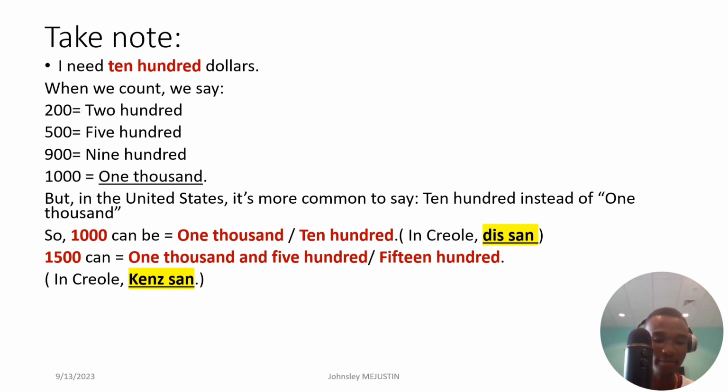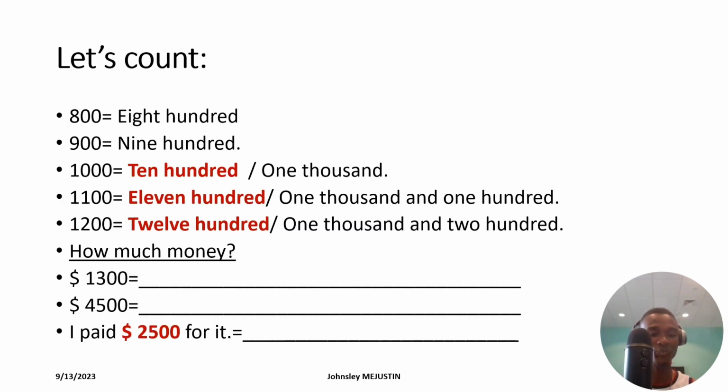So here we have 1,000 can be one thousand or ten hundred. In Creole, 10. So this one right here, 1,500 can be one thousand five hundred or fifteen hundred. So in Creole, 1500. You see? Very simple, very straightforward. All right. So now let's count. 800, 900, 1,000, which is ten hundred.